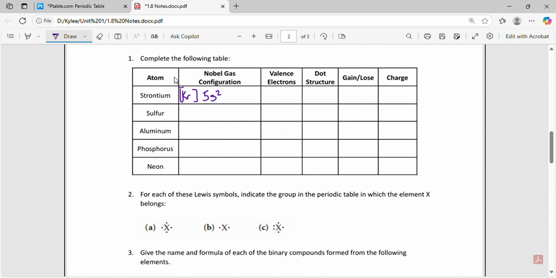Which means strontium has 2 valence electrons. The dot structure for strontium is going to have 1, 2 dots. It would have to gain 6, or it could lose 2. It's going to go with the path of least resistance, so it's going to lose 2, which means it's going to have a +2 charge.